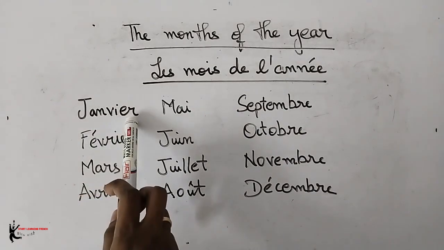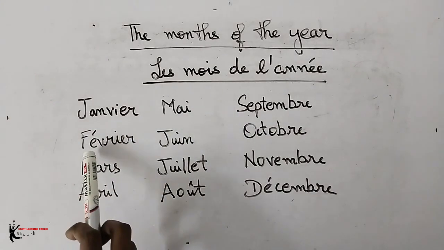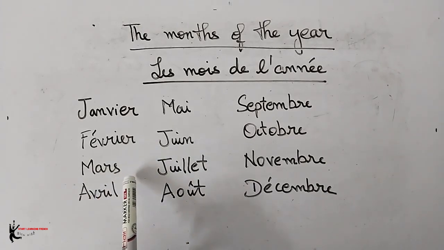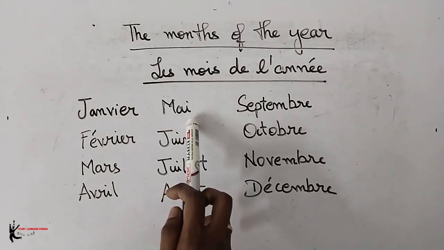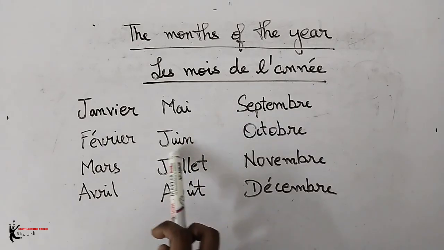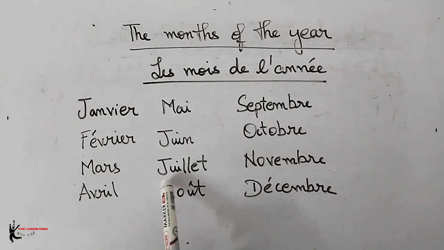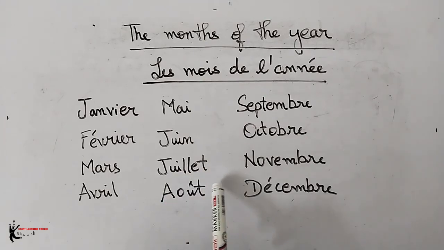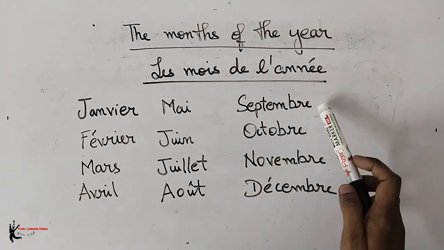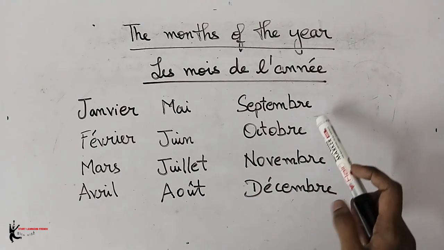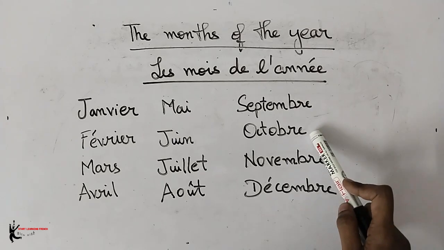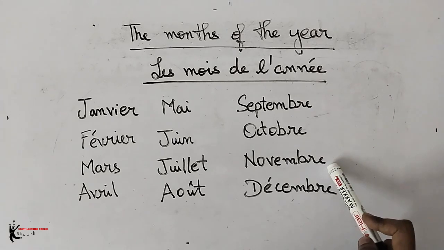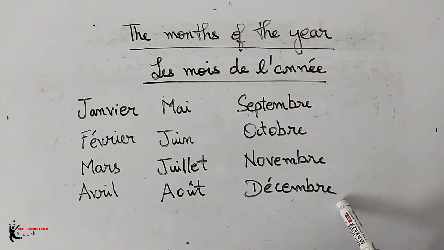Janvier. Février. Mars. Avril. Mai. Juin. Juillet. Août. Septembre. Octobre. Novembre. Décembre.